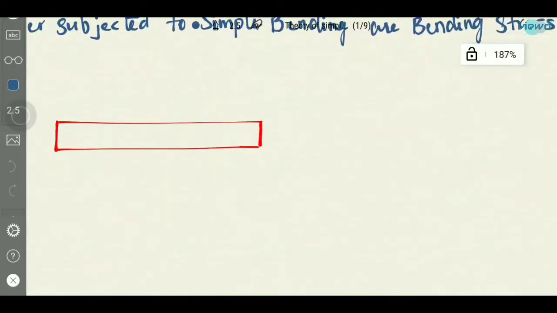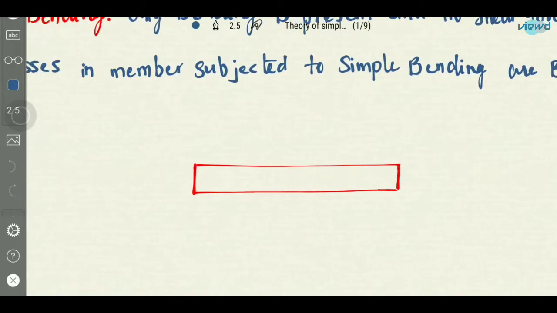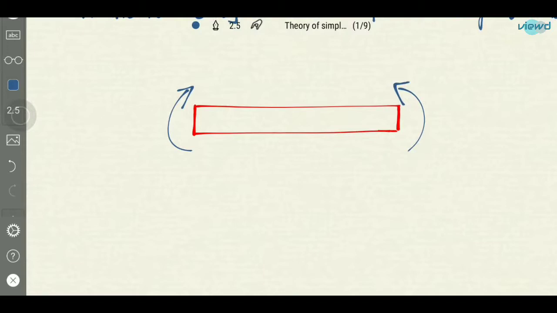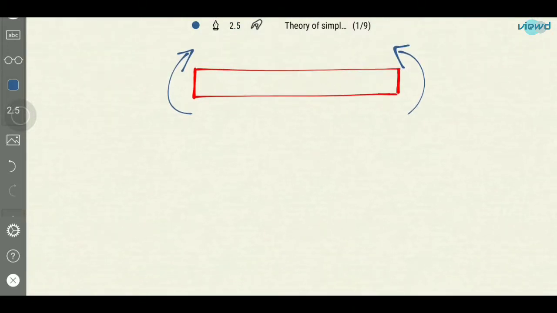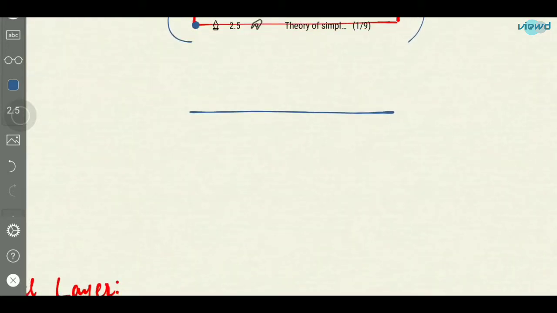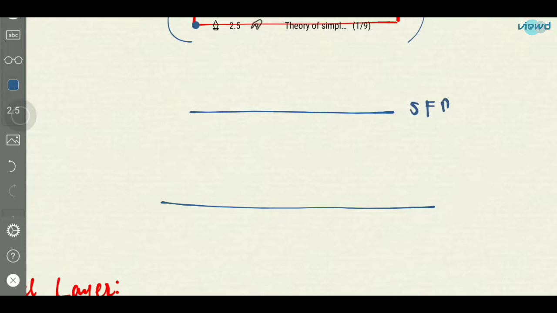So if there is a moment applied here like this, there is a beam which is subjected to moment on both the sides. Here no force is present. So the shear force diagram will be, if this is the baseline, this straight line only, because no shear force will be present in this. And what will be the bending moment diagram?